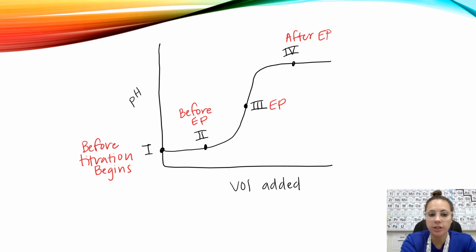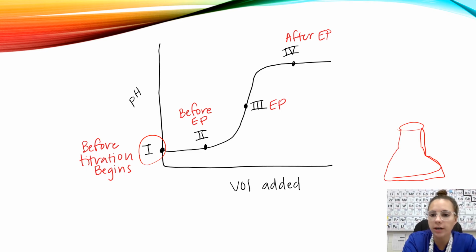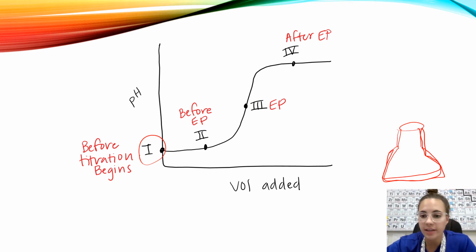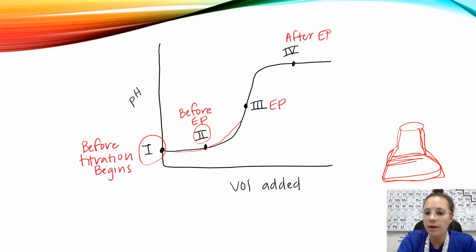So the first region is just before any titration begins. So before the titration begins, all we have is whatever we're starting with in our flask. So if we're titrating an acid, then all we would have in here is the acid. If we're titrating a base, all we would have in there is the base. Then our next region is anywhere along this part. That's before my equivalence point. So at this point, I will have used up some of whatever I'm starting with, but I haven't used all of it yet. I haven't reached that equivalence point. So I'm going to have excess of my analyte.